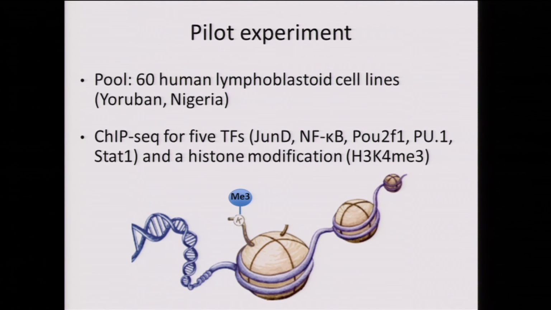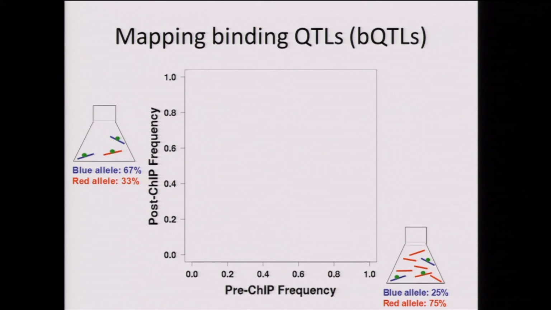So for a pilot experiment, we started out with just a small population of human lymphoblastoid cell lines from Nigeria. And we did ChIP-seq for 5 different transcription factors, as well as a histone modification. This is an epigenetic mark that we heard about yesterday in Molly's talk, but I'm not going to talk much further about that. I'll just be focusing on the transcription factors. So the way that we do this is we're looking for these SNPs or QTLs affecting transcription factor binding. So we call them binding QTLs or bQTLs.